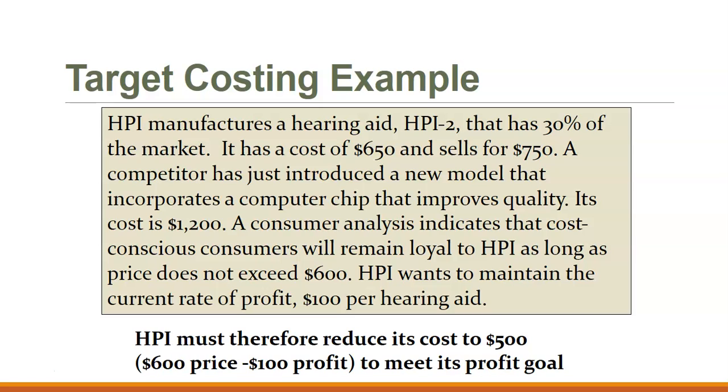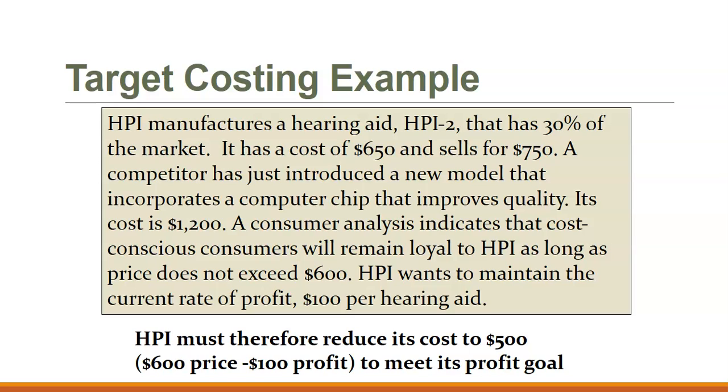Now we're going to look at a target costing example. We have a company that manufactures a hearing aid. Our product has 30% of the current market. It has a cost of $650 and sells for $750.